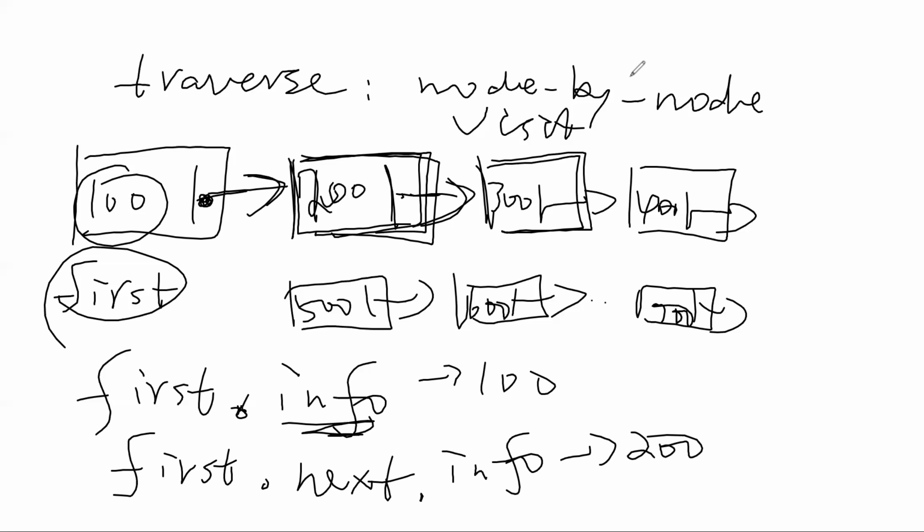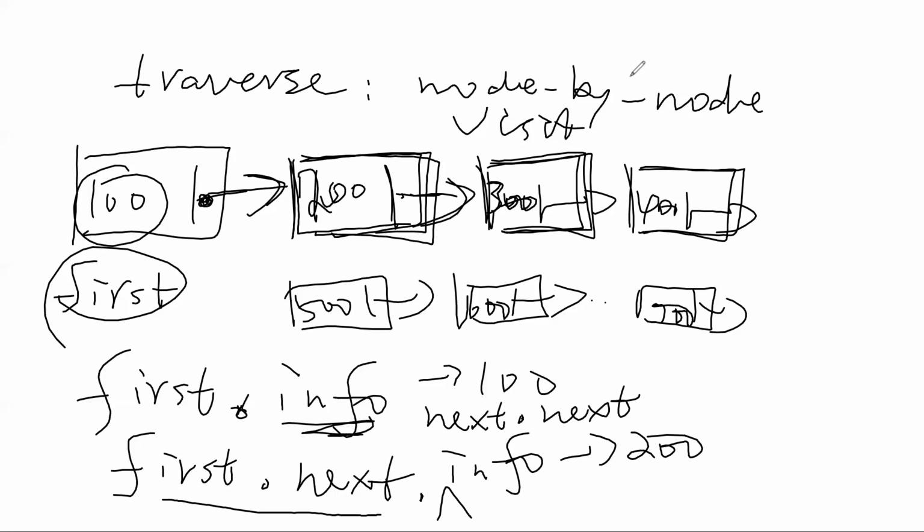It's through what? Through the second node's next. The second node is who? It's the first next. So then you see, I can add another next. Then it's going to be the 300. And once you know 300, then I know 400. How do I get to 400? You add another next. Add another next. So now you are at the 400.